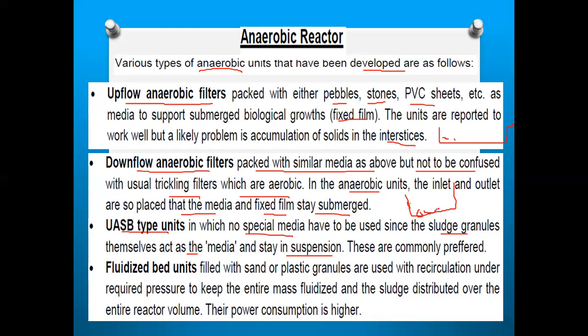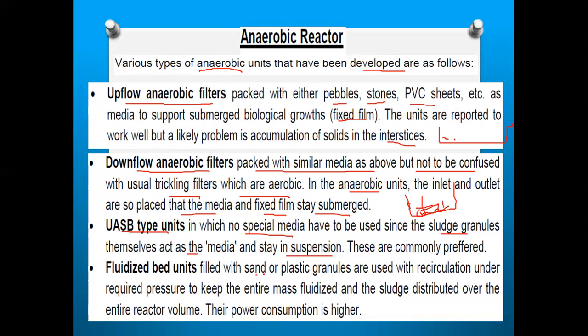Whatever pebbles you are arranging in the upflow, aerobic and downflow, this layer makes the sludge accumulate in the small areas. Whereas in the UASB type, there are no separate pebbles like this. Directly, the sludge granules themselves act as media, and they stay in suspension and collect the sludge.